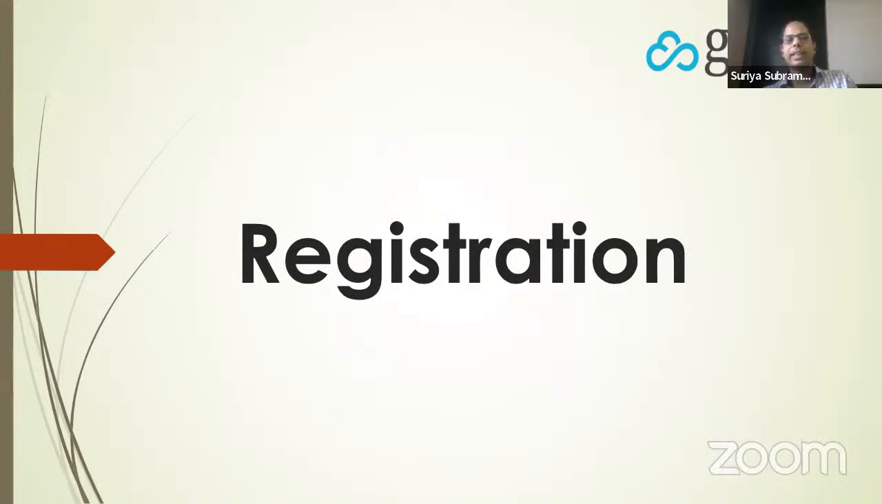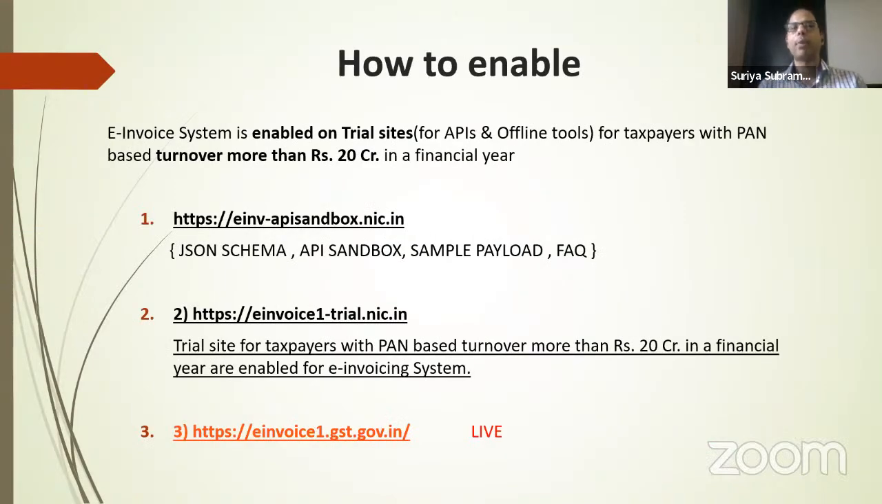Now let's look at registration. So this is an important screen. There are multiple portals. We have seen lots of taxpayers get confused. In fact, we had one customer who was generating e-invoices in the trial portal for more than 6 months, and only later did they notice this.